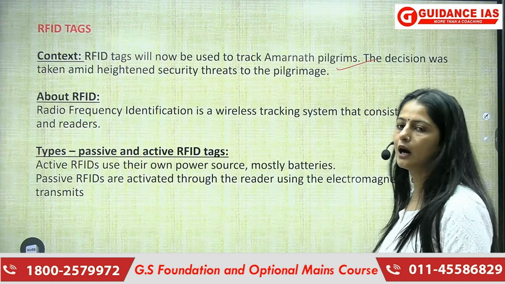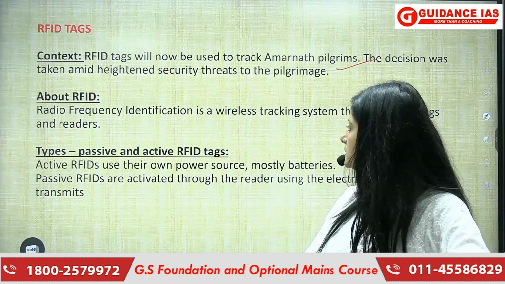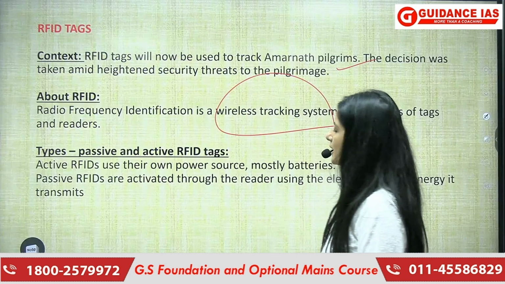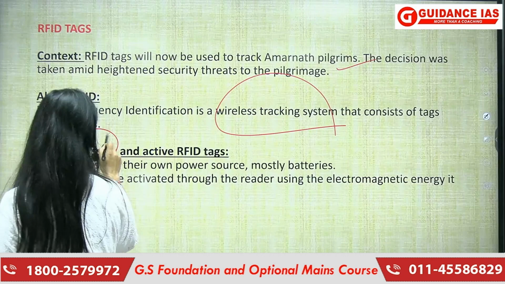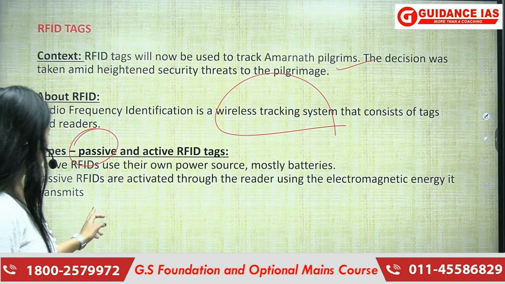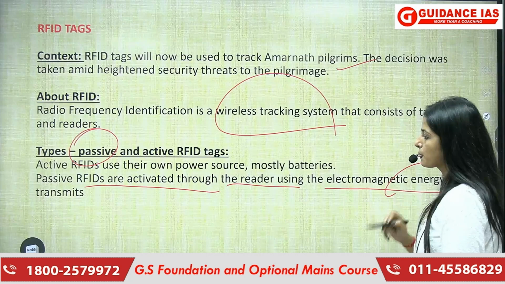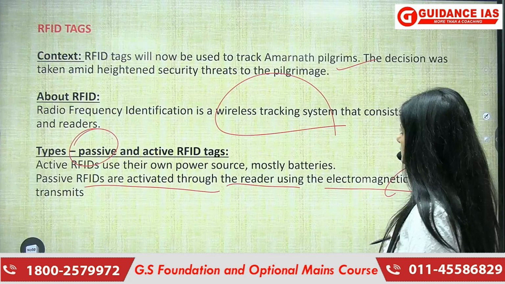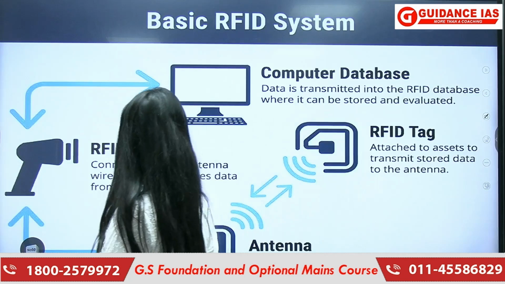What exactly is RFID? RFID stands for radio frequency identification. It is a wireless tracking system. It has two types, passive and active. Active RFID runs using batteries. Passive RFID is activated through the reader using the electromagnetic energy it transmits, so it does not use its own power source. Okay, see this, this is how it works. So this you can see is an RFID reader. It is connected to an antenna.